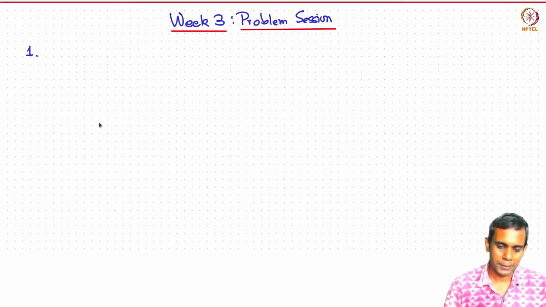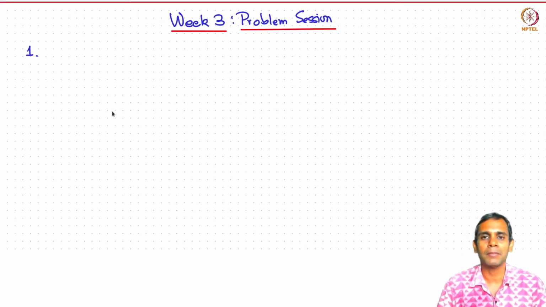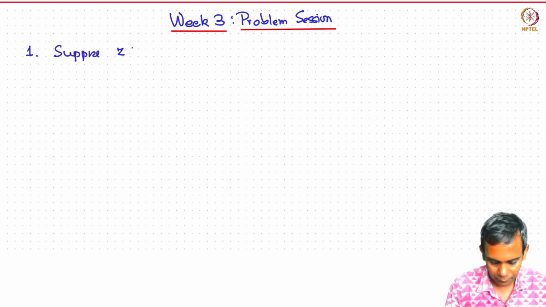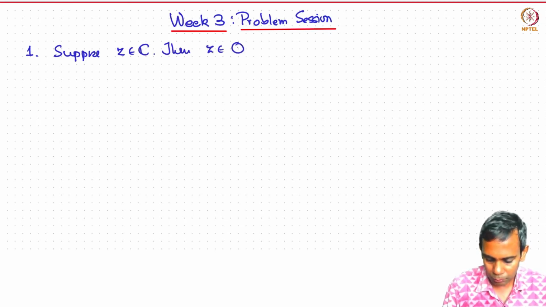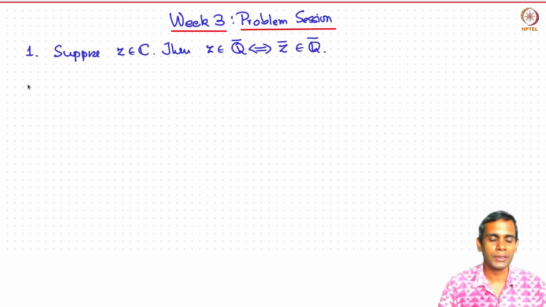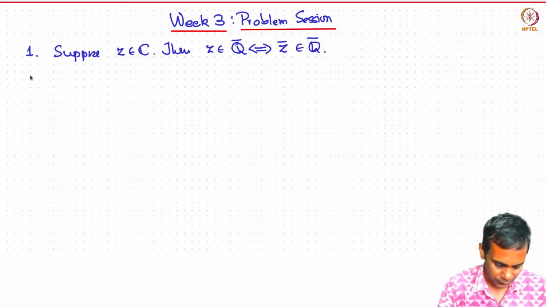Let's solve some problems. For the first problem, recall that Q bar denotes the set of complex numbers that are algebraic over Q. The problem states: suppose z is a complex number, then z belongs to Q bar if and only if z bar belongs to Q bar. Now you can pause the video and try to solve it yourself.